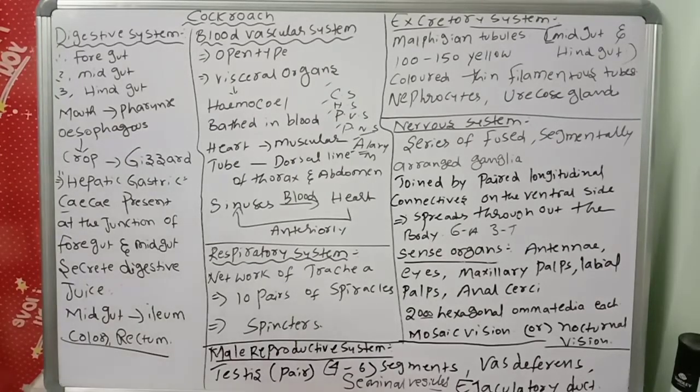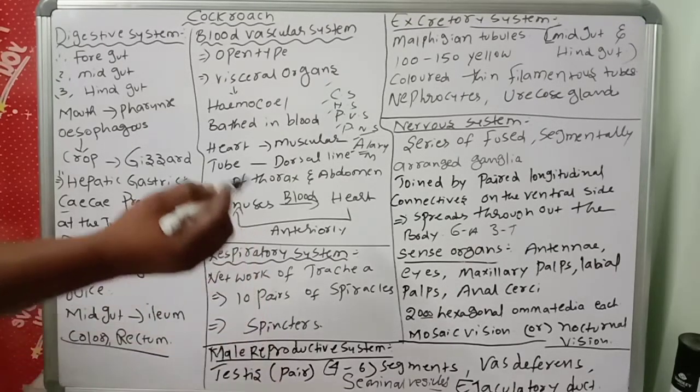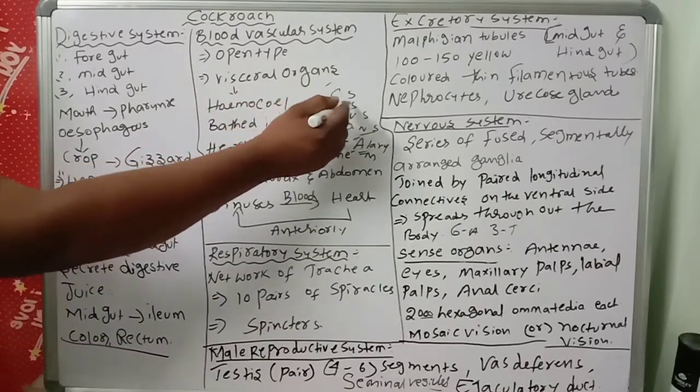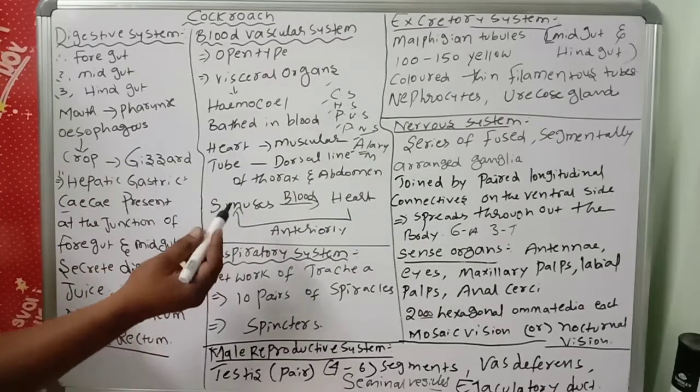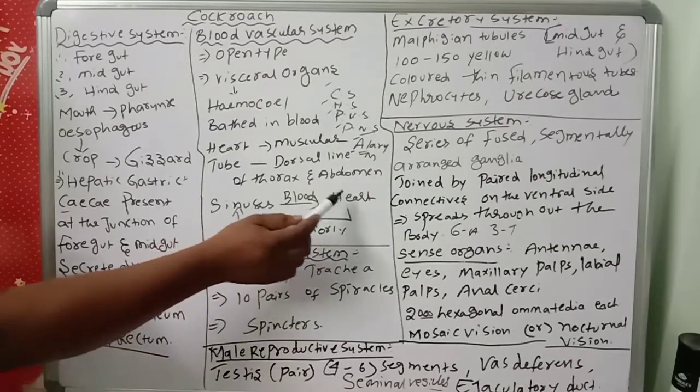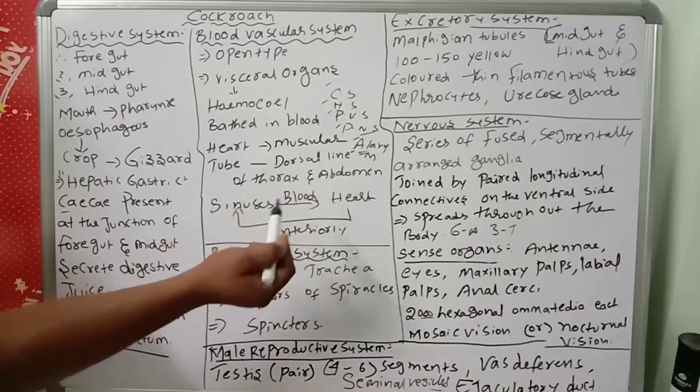Then what kind of circulatory system will be seen in the cockroach? There will be an open type of circulatory system. Then how many sinuses will you find in the cockroach? That is a neat bit. There are different sinuses like cardiac sinus, head sinus, perivisceral sinus, perineural sinus. Blood goes from sinuses to heart and from heart to sinuses.